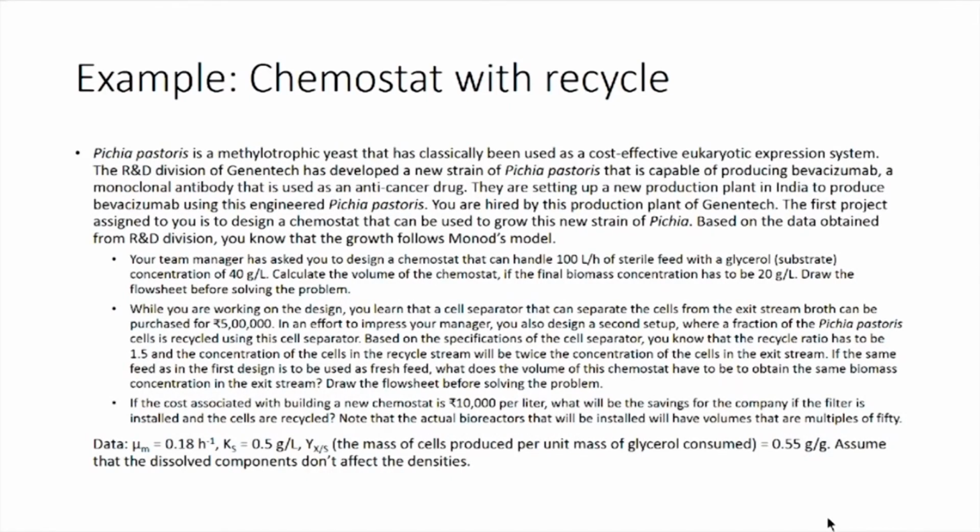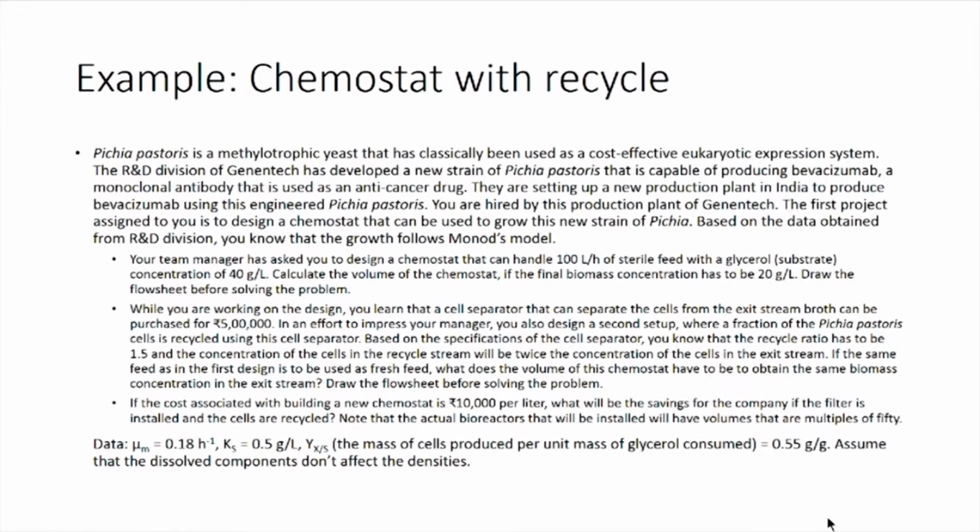While you are working on the design, you learn that a cell separator that can separate the cells from the exit stream broth can be purchased for 5 lakh rupees. In an effort to impress your manager, you also design a second setup where a fraction of the Pichia pastoris is recycled using this cell separator. Based on the specifications of the cell separator, you know that the recycle ratio has to be 1.5 and the concentration of the cells in the recycle stream will be twice the concentration of the cells in the exit stream.